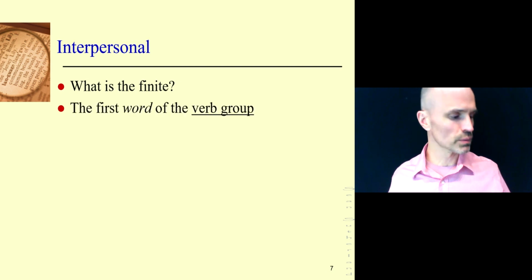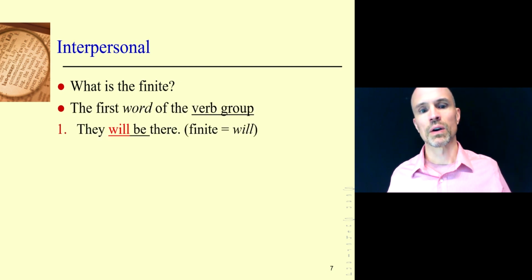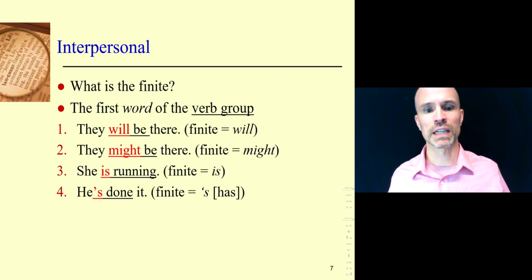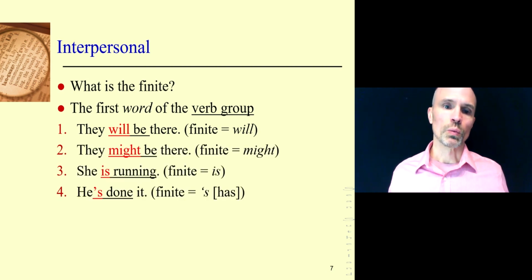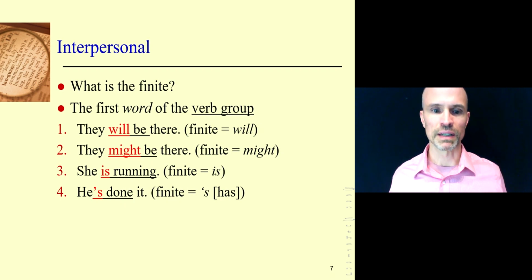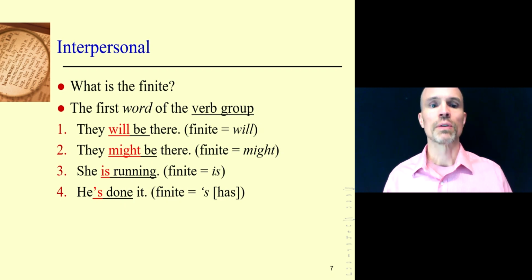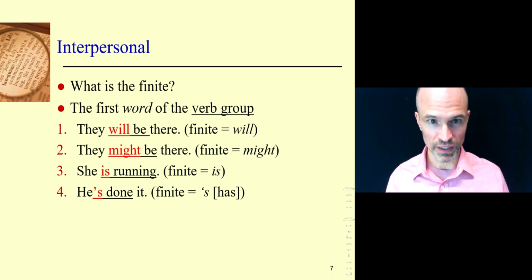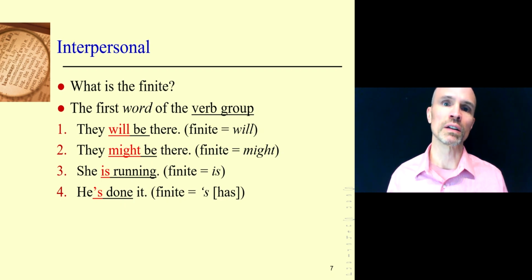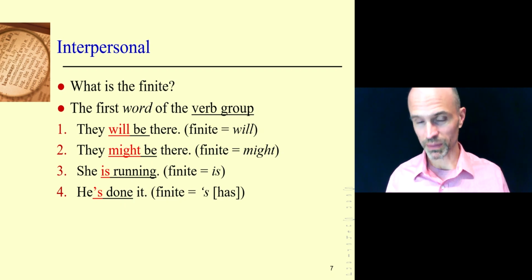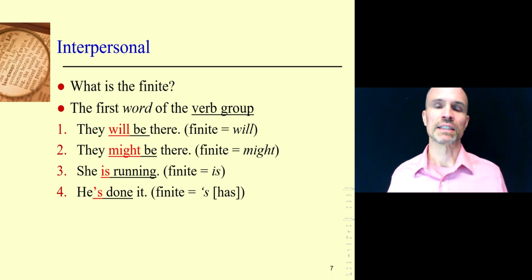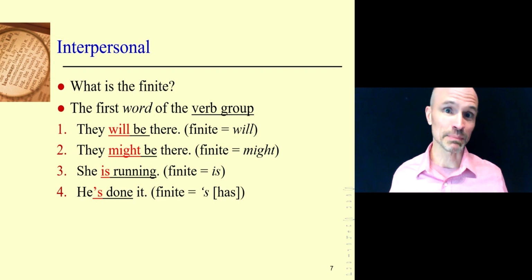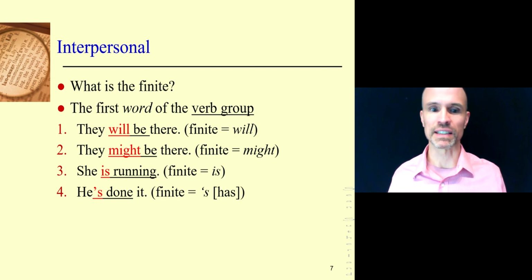So, what is the finite? The first word of the verb group, right? Here are some examples. Will be, might be, is running, has done, right? The finite is just the first word of all of those, right? In the case of will, it's a modal verb. In the case of might, it's a modal verb as well. In the case of is, it's an auxiliary verb that shows you the tense and aspect, right? The tense is present, the aspect is continuous, and so on for he's done it.